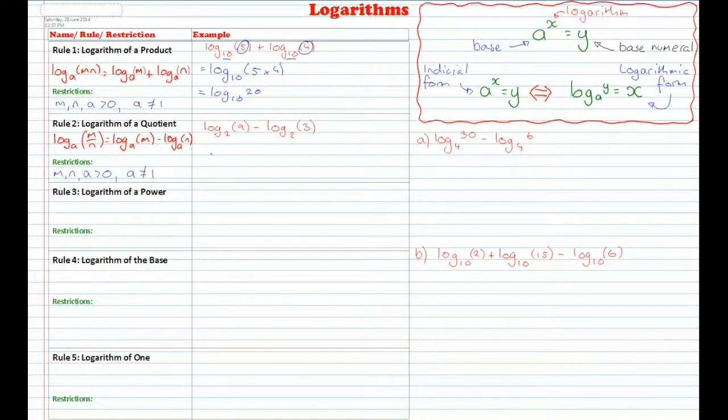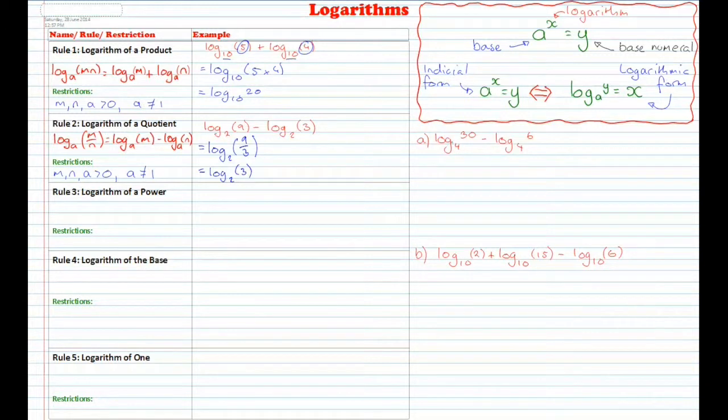So let's have a look at this in a worked example kind of form. If you've got log base 2 to 9 minus log base 2 to the 3, well, what we can do is we can just simply simplify that by going log base 2, because they're both the same bases, and you go 9 divided by 3, because the subtraction means you divide the 9 and the 3. So therefore, log base 2, 9 divided by 3 is going to be 3, so you get log base 2 to the 3.